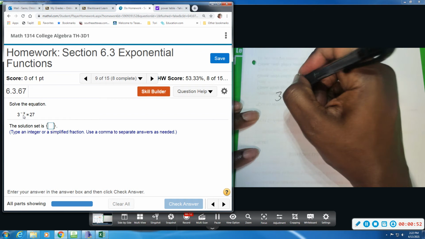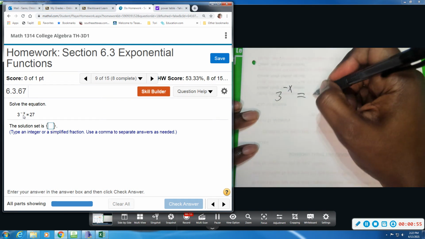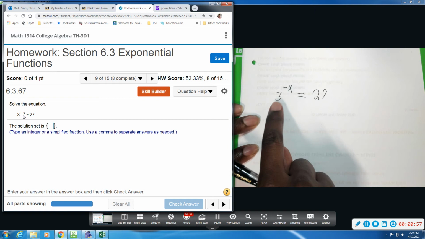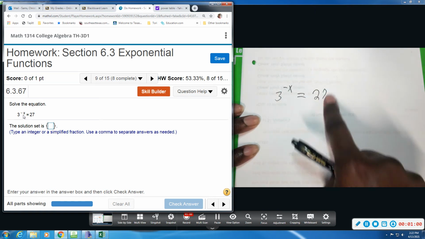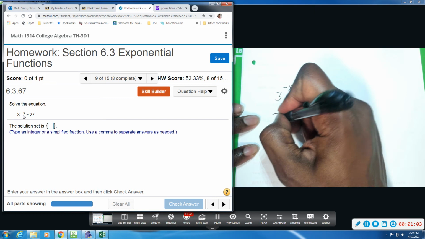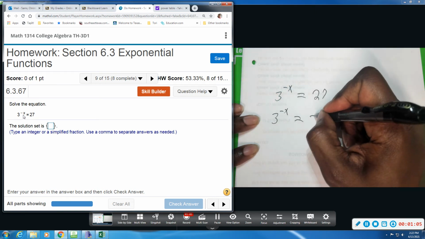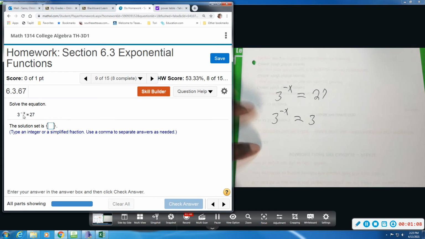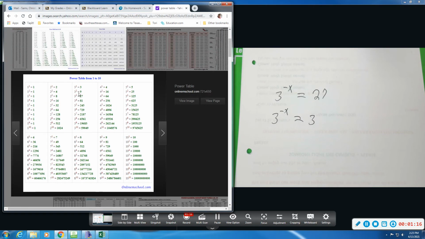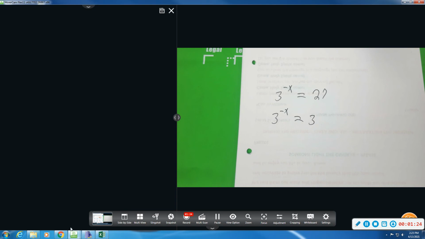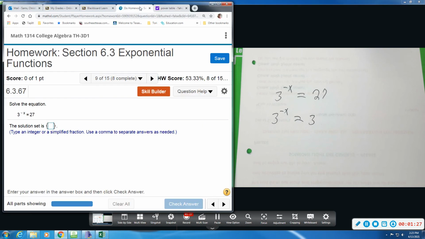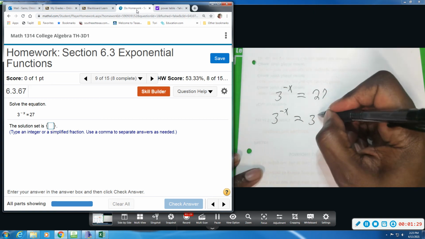We have 3 to the negative x is equal to 27. Since I have a base of 3 here, I want to rewrite this as 3 to some number. So we look at this power table and see if 3 to some power equals 27. The more familiar you are with this, the better. If you go down here, 3 to the third is 27. So we can rewrite 27 as 3 to the third.